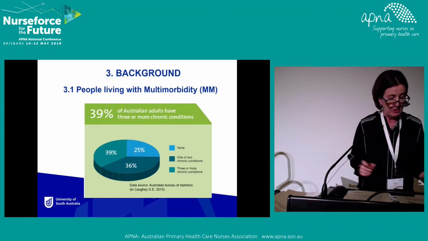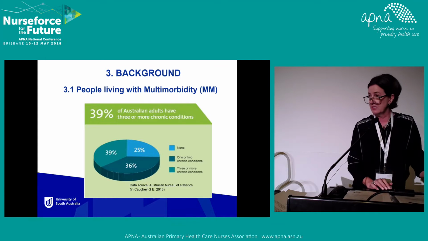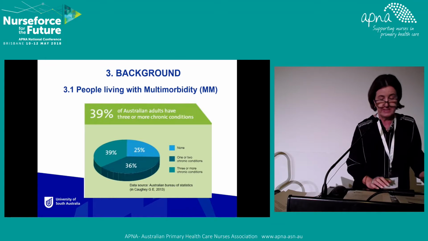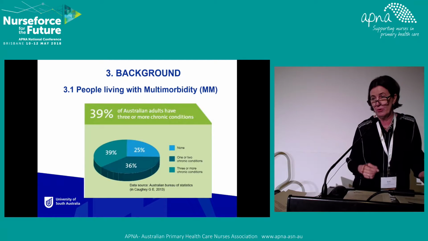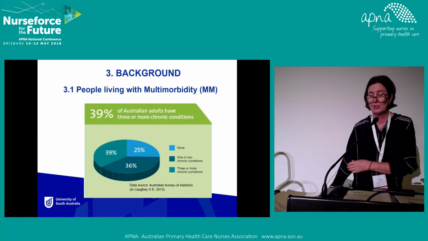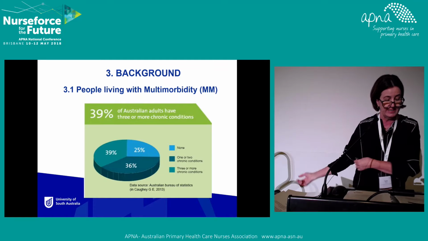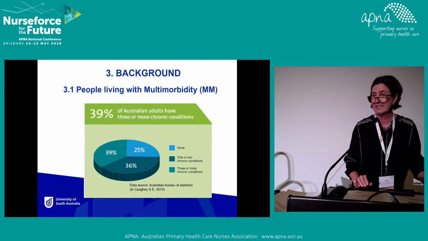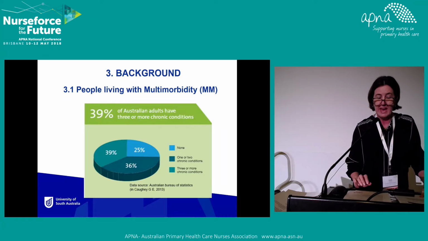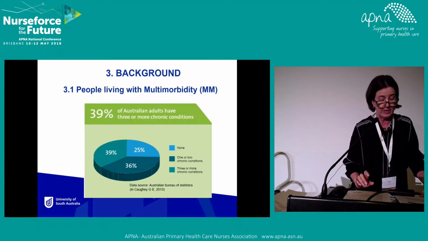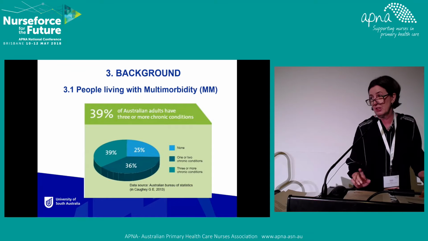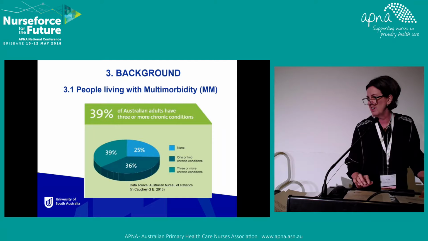So as the proposed nurse-led clinic will be providing services for people living with multimorbidity, I just want to talk about that a little bit firstly. And as you would all know and be well and truly familiar with, I'm sure, multimorbidity is defined as 2 or more chronic diseases in an individual. And in Australia, as you can see, 39% of people live with 3 or more chronic conditions, and 36% of people live with 2 or more.